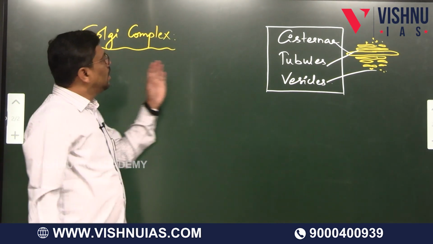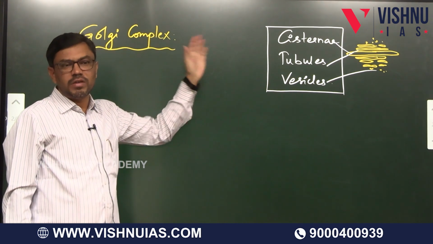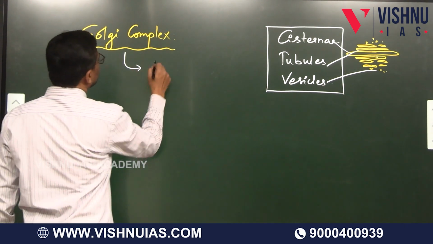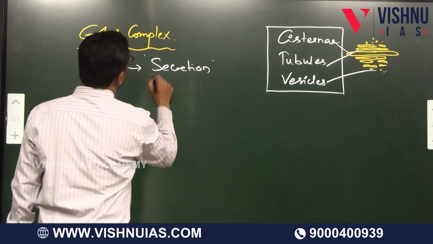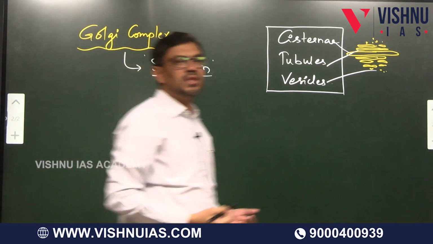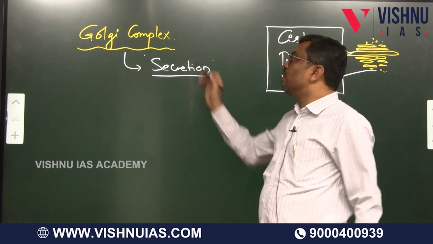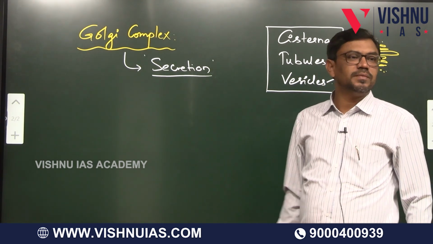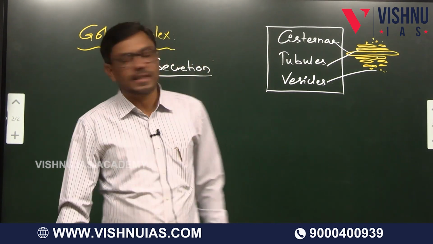These structures were discovered by a scientist called Camillo Golgi, so it was named the Golgi complex. The main function of this Golgi complex is secretion. Secretion means it releases some chemicals which are involved in the protein synthesis process. So, the main function of Golgi complex is secretion.